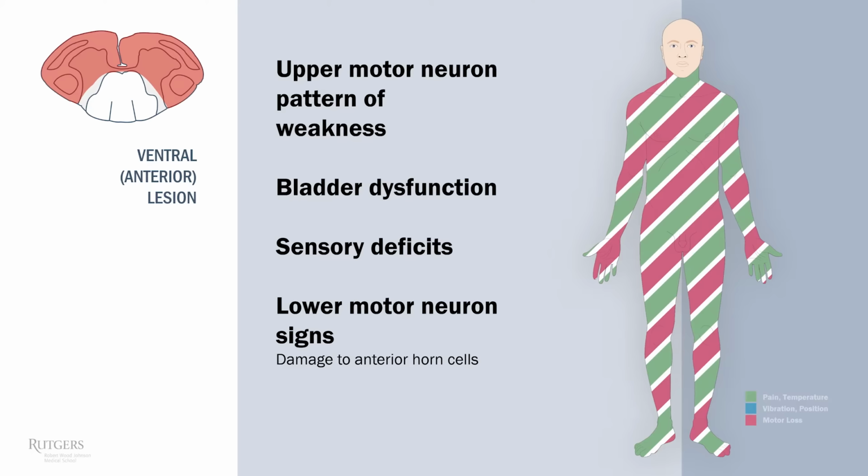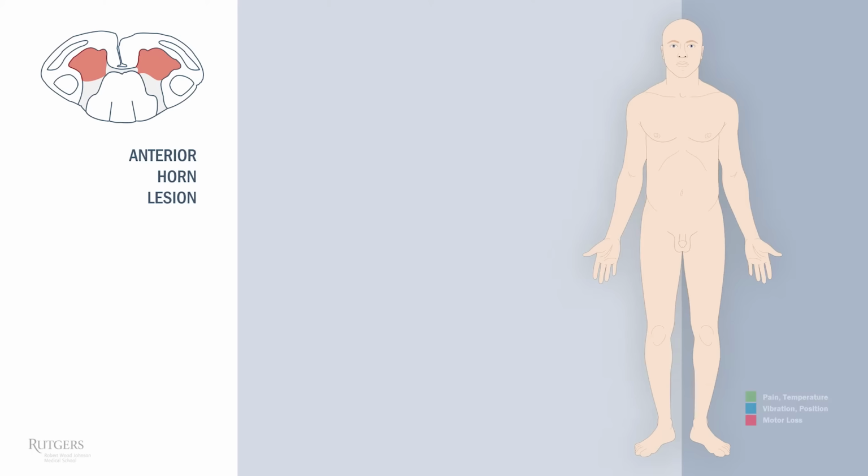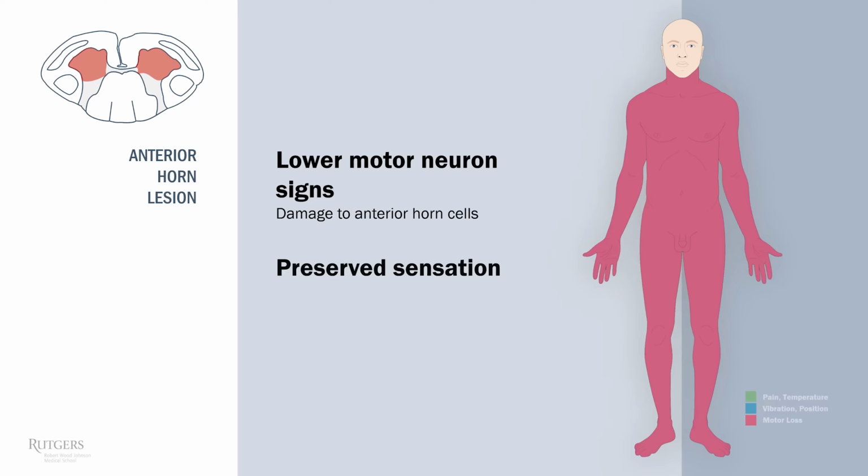Certain diseases have a preference for anterior horn cells. So lesions would cause lower motor neuron signs, as expected, and of course, sensation will be preserved. Poliomyelitis, for example, is the prototypical disease. Can you believe polio is still around? West Nile myelitis is another perfect example.